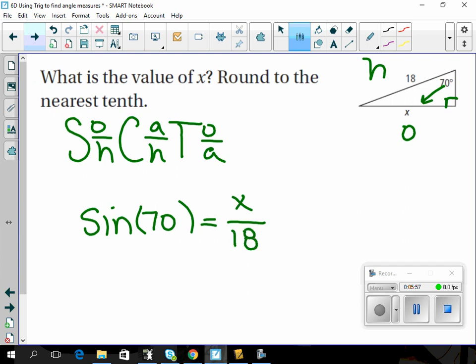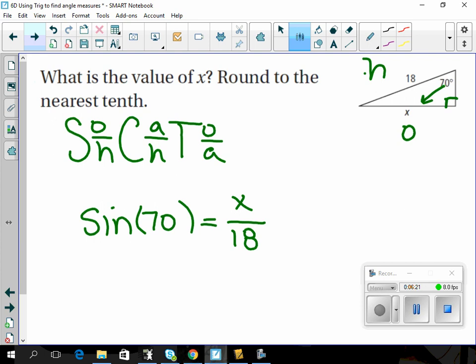I agree. So two things. One, are we okay with labeling the sides? OH, okay? Kind of, okay. Do we understand why it's sine? OH. That's why it's sine. Okay?